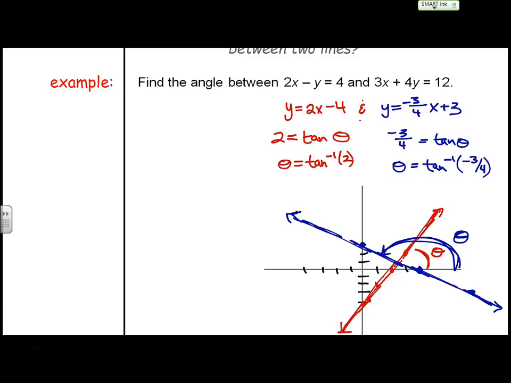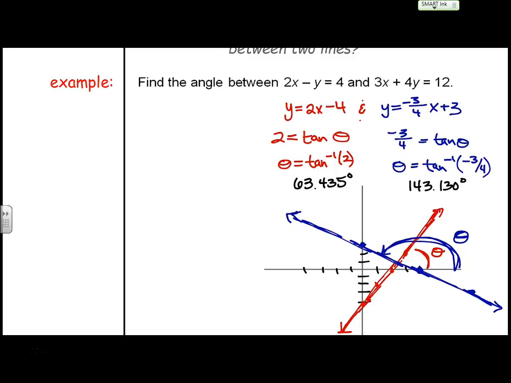Okay, cool. Now what? What did you get for tangent inverse of 2? I got 63.43 degrees. Okay, let's go 3 decimal places though. So 63 point... How about for the second angle? 143.130. Yep.